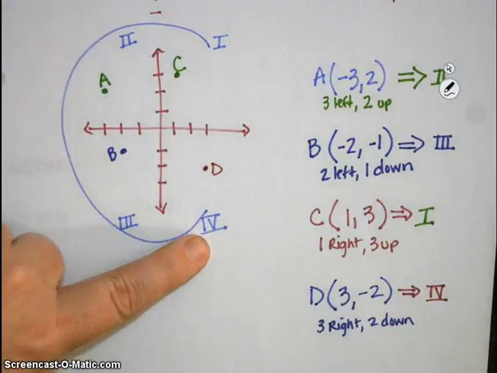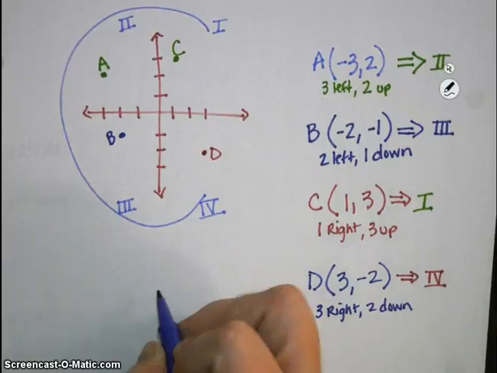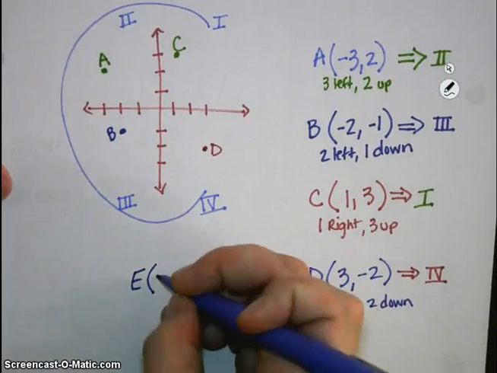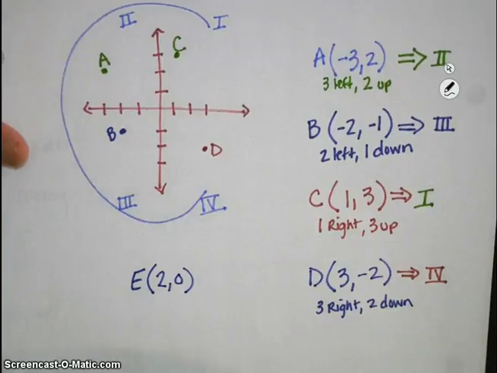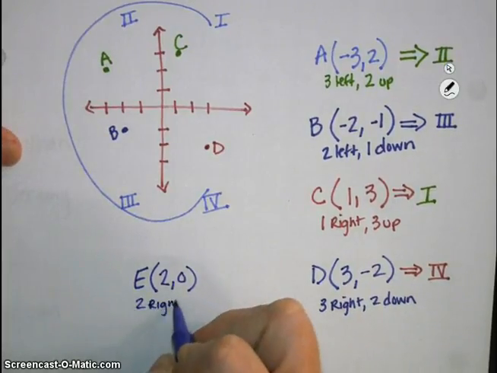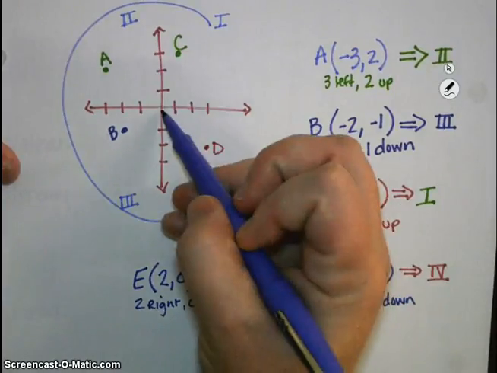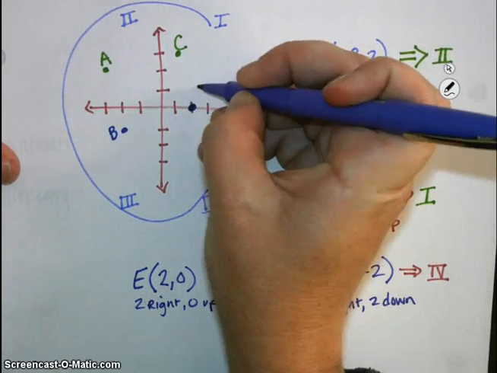The last thing I'm going to do is plot one that's on the axis. It's neither in quadrant 1, 2, 3, or 4. So I'm going to look at a point E. I'm going to graph point E as (2, 0). So (2, 0) refers to 2 to the right and 0 up. So again, from the origin, 2 to the right and 0 up would be right here.